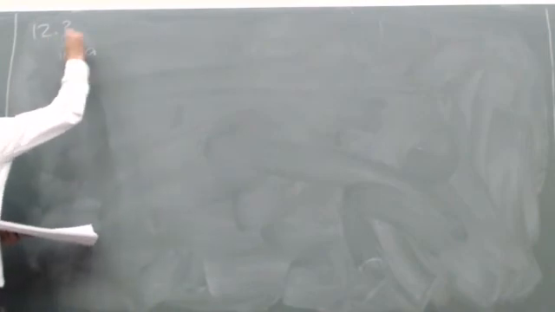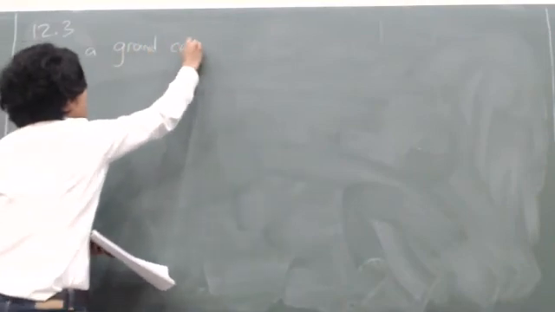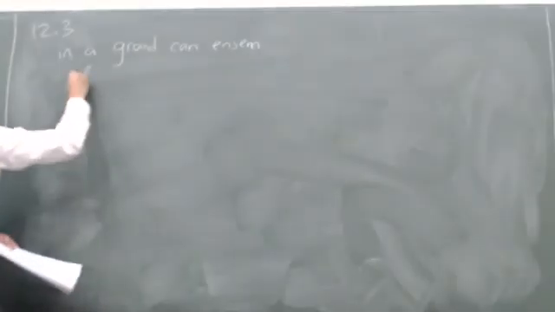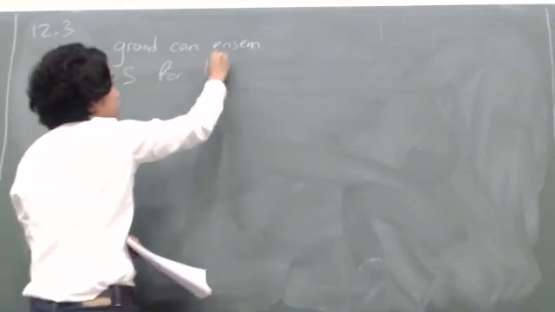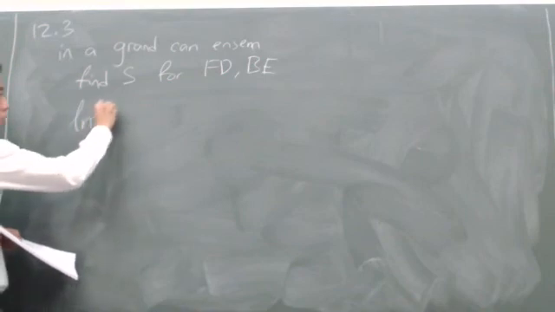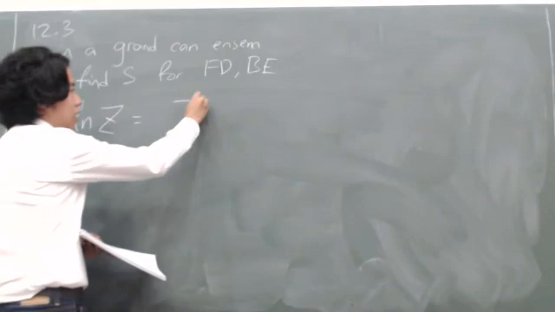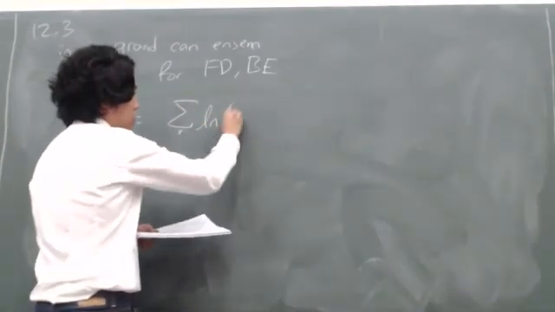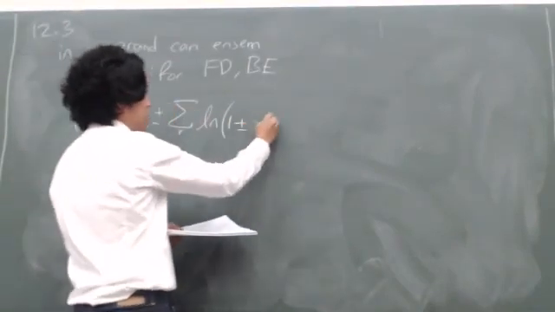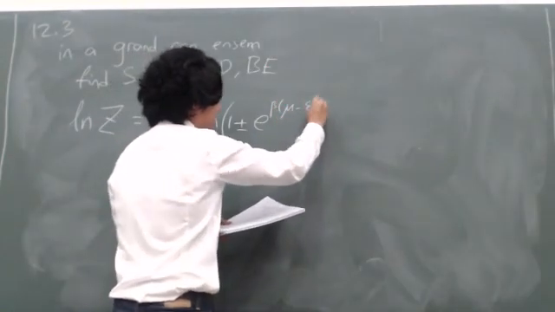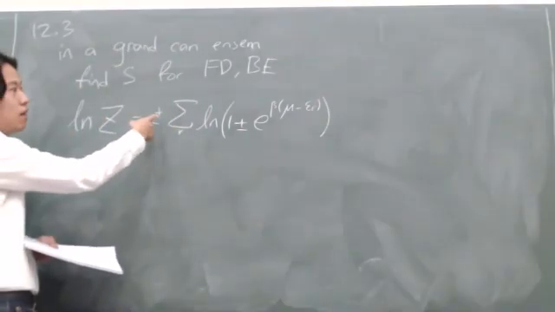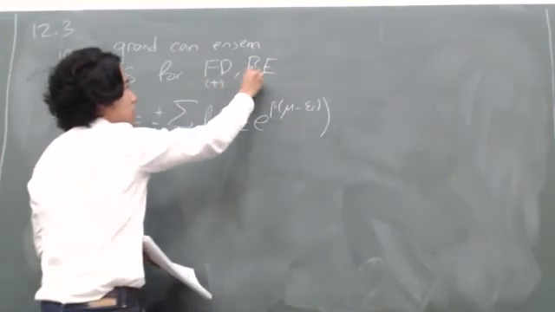Okay, so what I think the book is asking in this case, 12.3, is to find, in a grand canonical ensemble, the entropy for both Fermi-Dirac and Bose-Einstein distributions. So again, in a grand canonical ensemble, you can start off by just saying the log partition function is given by the sum over the log of 1 plus or minus e to the beta (mu minus epsilon). In this case, plus corresponds to Fermi-Dirac and minus corresponds to Bose-Einstein. So this is plus, minus.